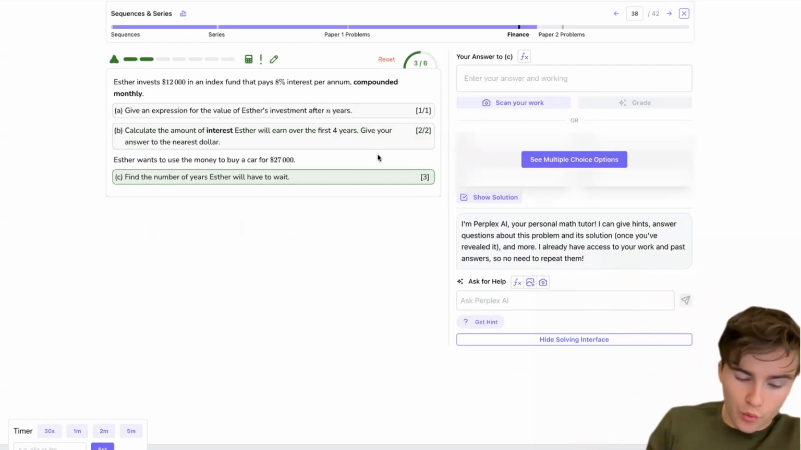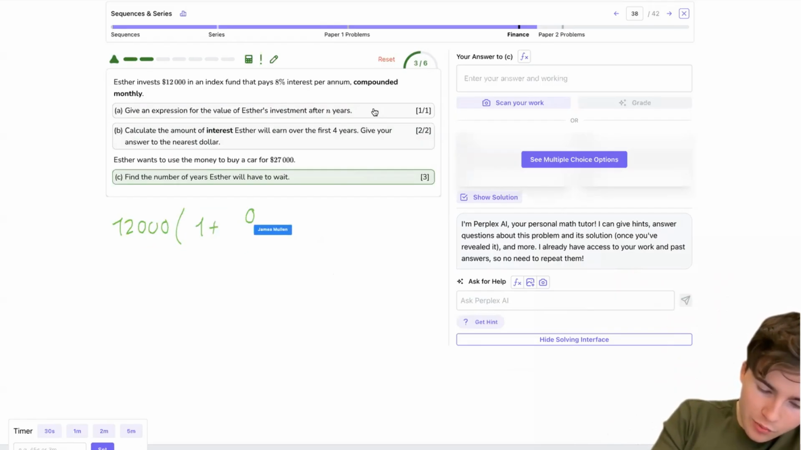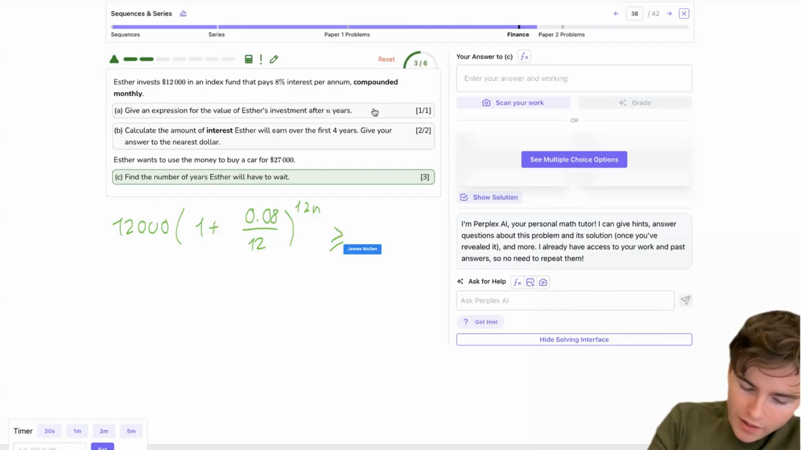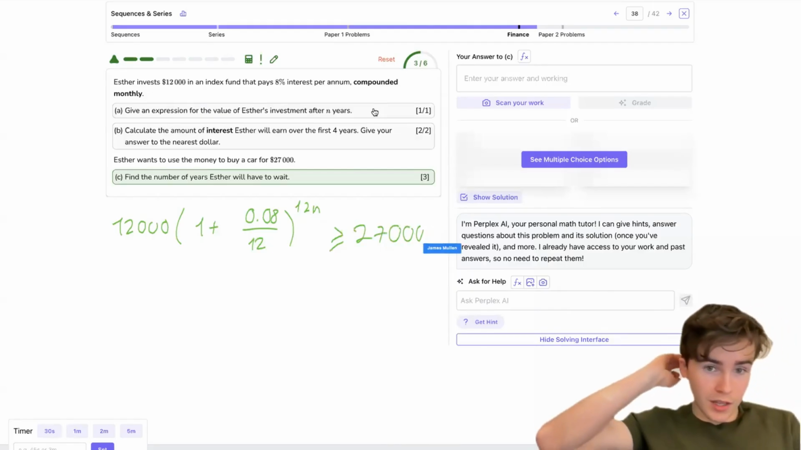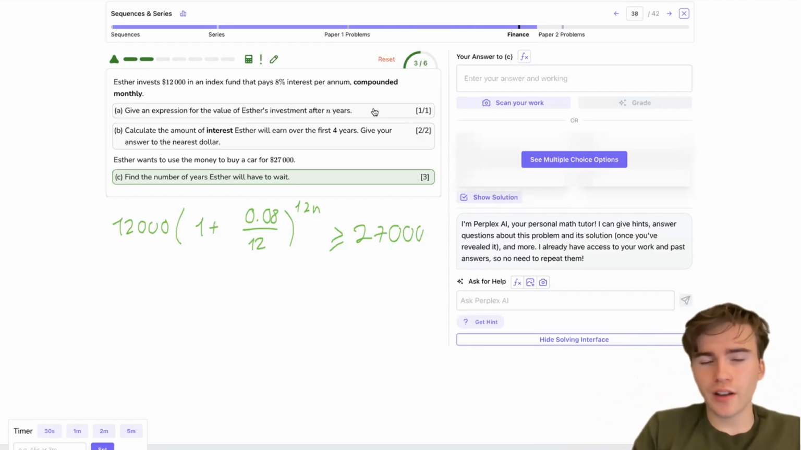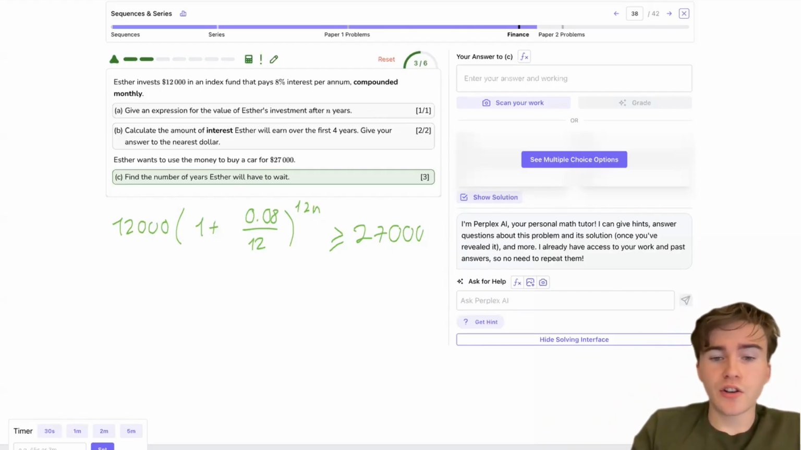Let's see. Esther wants to use the money to buy a car for $27,000. Okay, so we want the value of her account to reach 27,000. Let's remember what her account was. It was 12,000 times 1 plus 0.08 over 12 to the power of, we said 12n. And we want that to be bigger than or equal to 27,000. So this is a calculator question. You could solve this by dividing both sides by 12,000, taking a log, whatever. I think it's more straightforward when you get a question like this to simply use your calculator. So I'm going to show you how to do that.